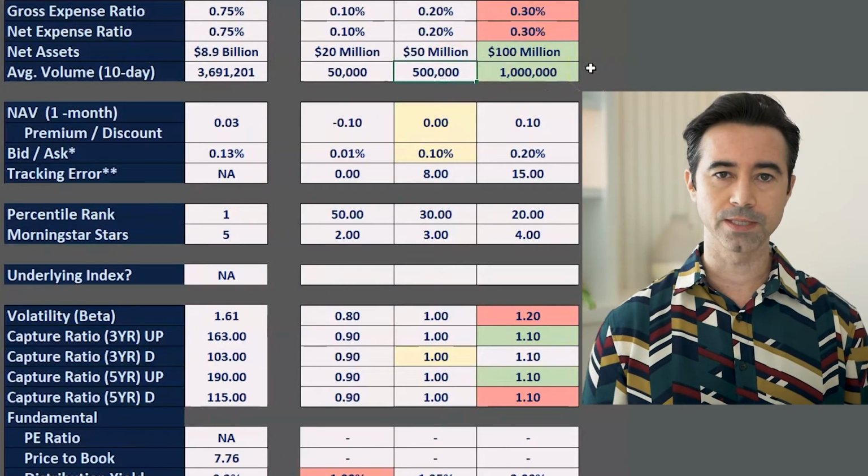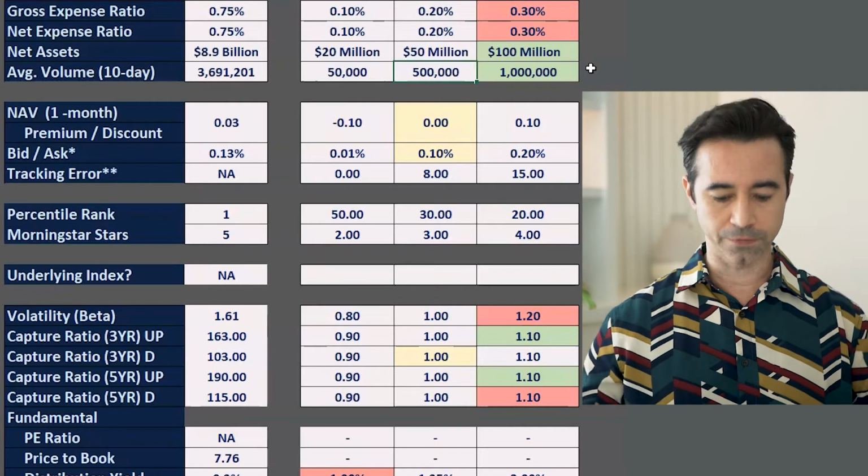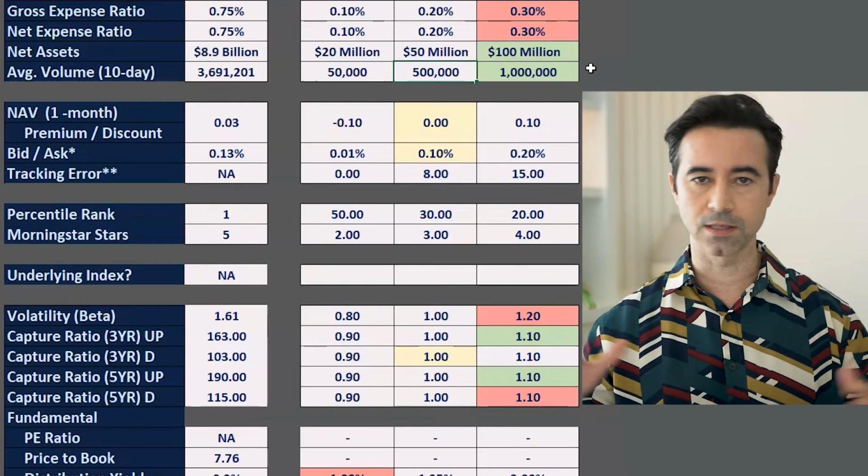I don't want to invest in something like that. I want it to be liquid. I want to be able to sell my shares if I need to. 500,000 to me is medium. So anywhere around the 500,000 area, I'm totally fine with. Of course, a million is even more liquid.